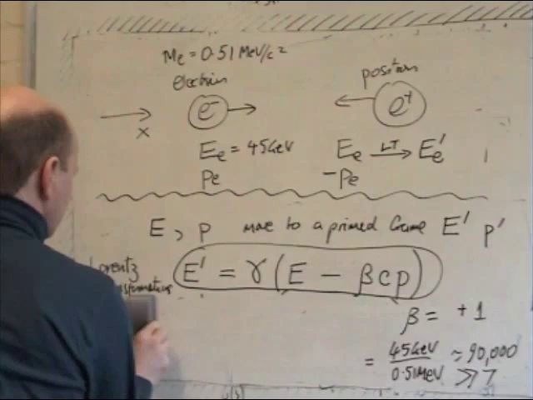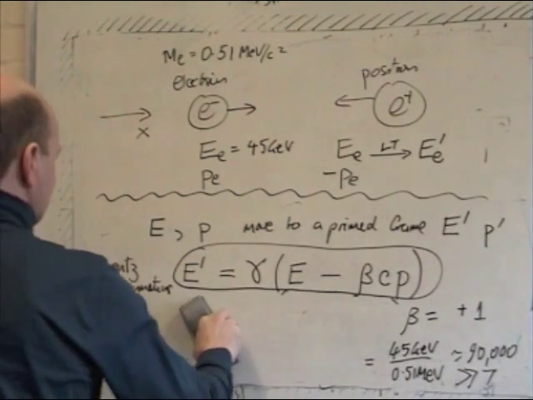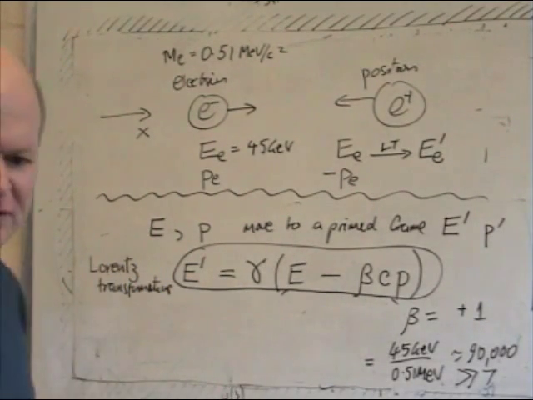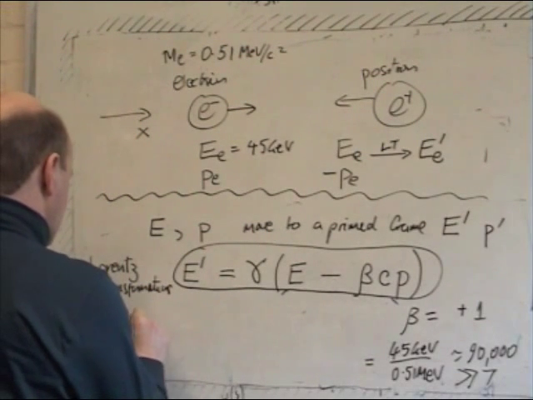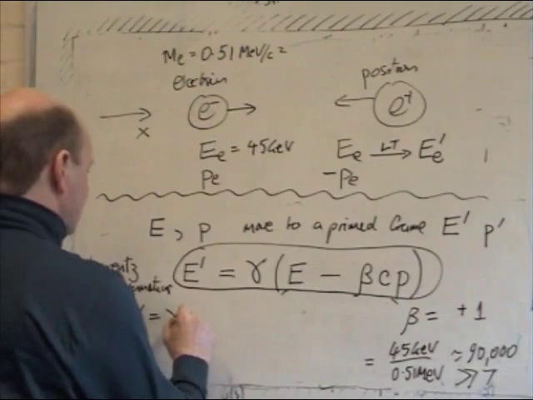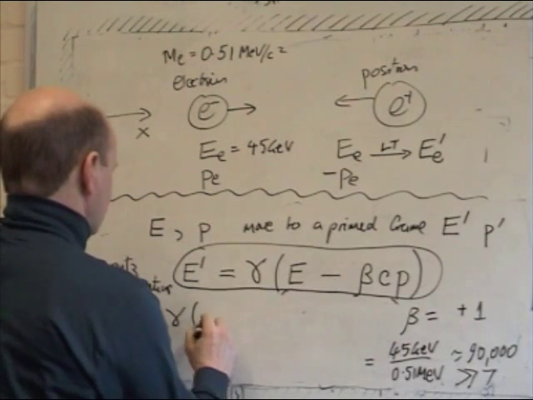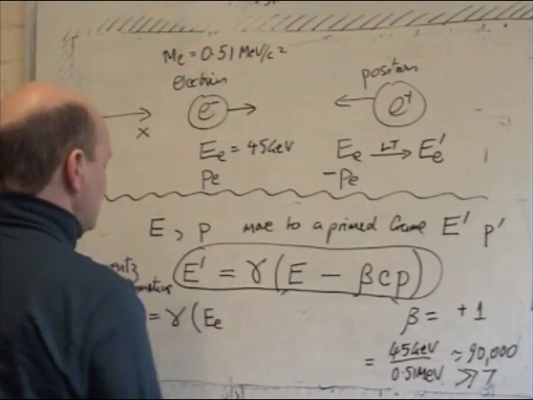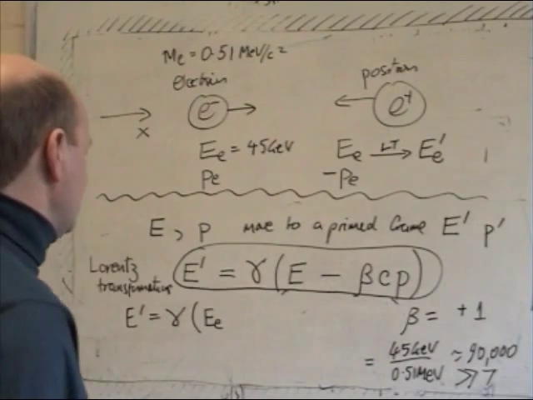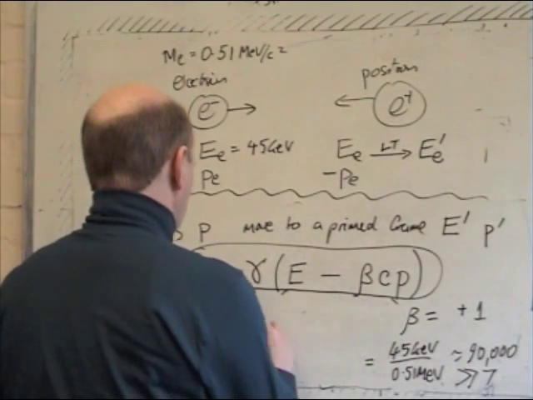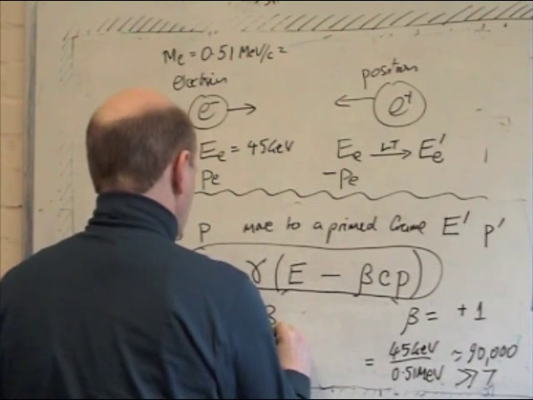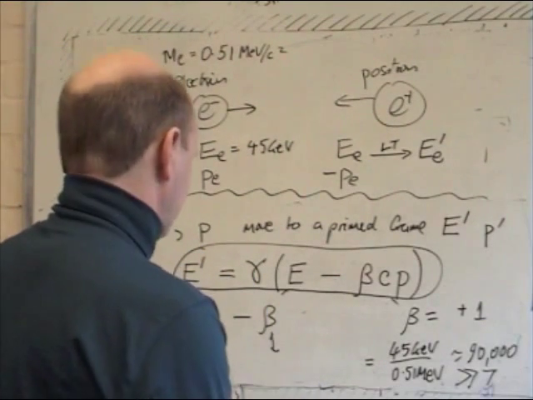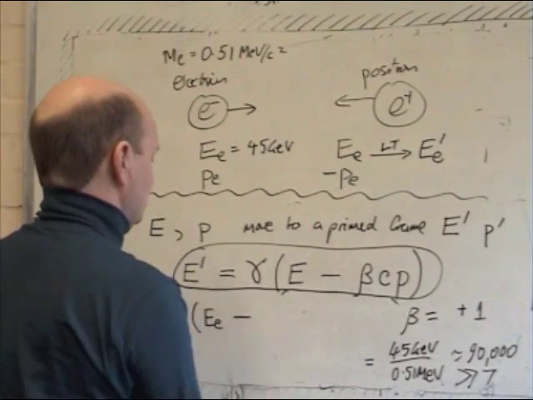And remember that method of calculating gamma from the total energy and the rest energy. That's very important. So now we've got E prime equals gamma, which we found out. Now E, we know it's E sub electron. I'm not going to write the number in yet. Beta is 1, so as it's 1, we can just erase it actually. We can just not bother with beta because it's 1.